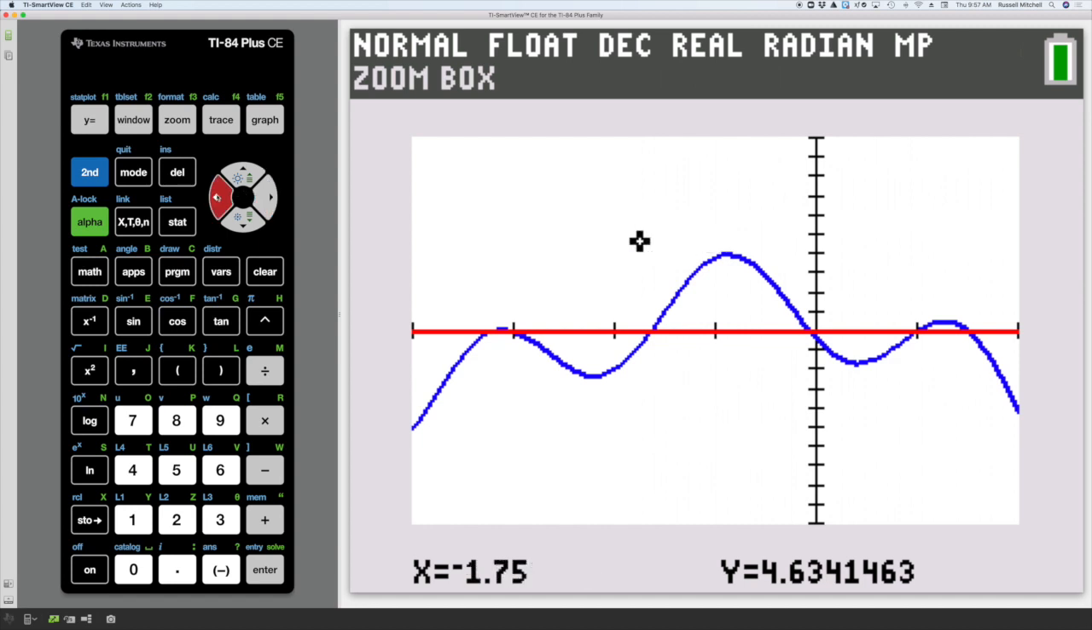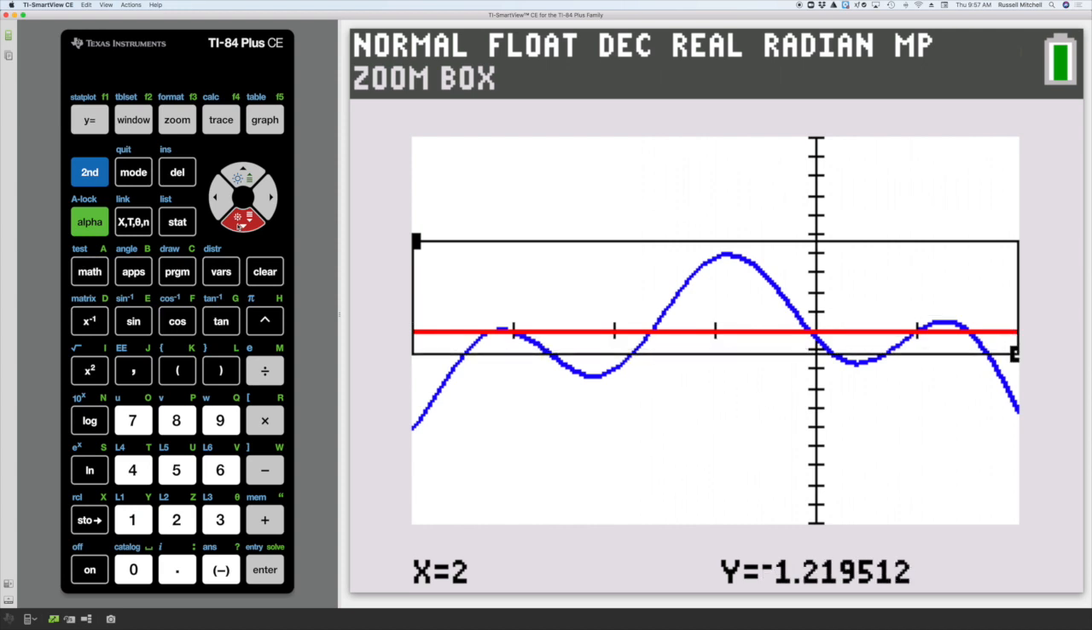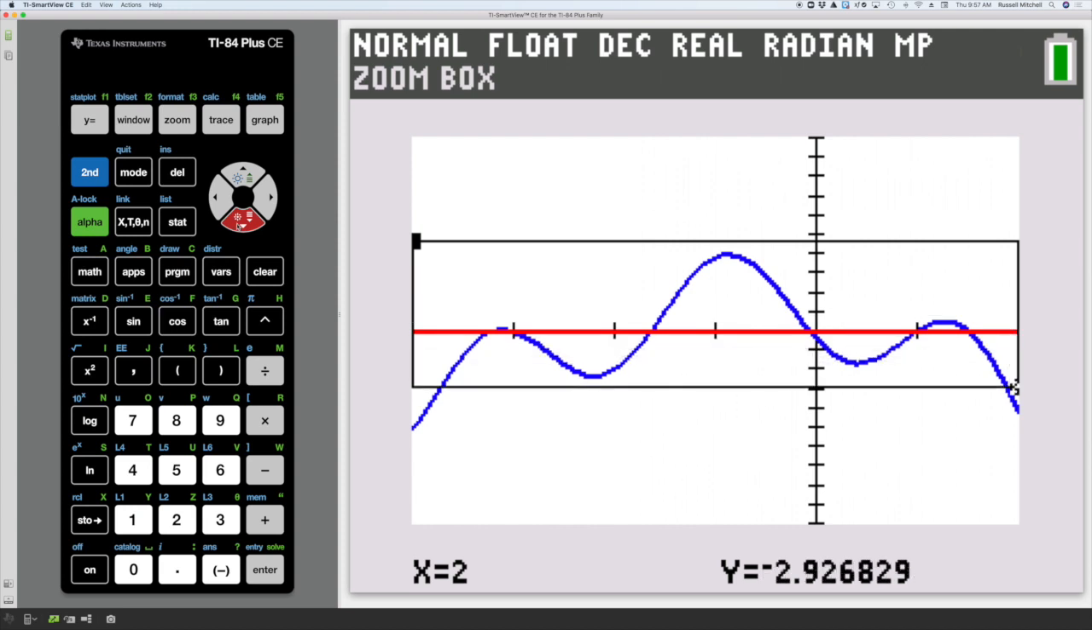You know what? I don't want to do that. Okay, I want it right there. And then I'm going to go across, and then I'm going to go down. You'll just be able to see it a little bit better if we do this, okay? And then I'm going to press enter and graph this one.